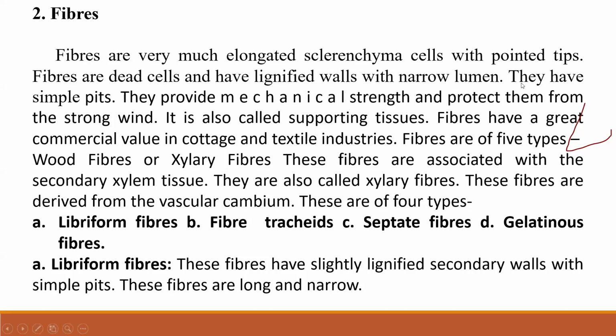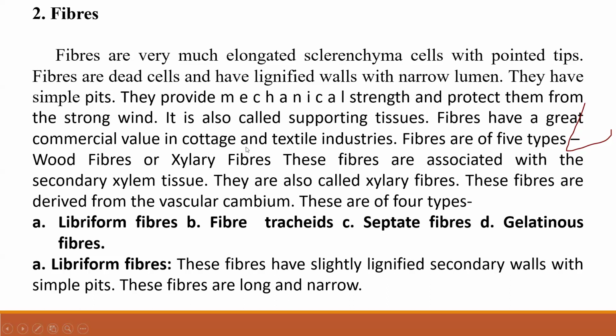Here the lumen is narrow. Okay, so they have the simple pits. They provide mechanical strength and also protect them from the strong wind. So it is also called a supporting tissue. These fibers are of great commercial value in cottage and also in the textile industry. Fibers are of 5 types here.